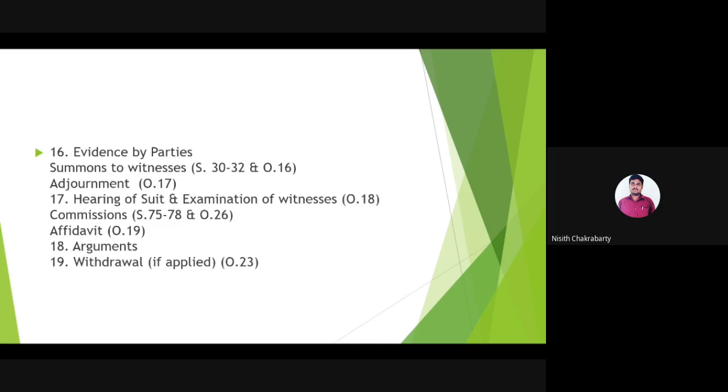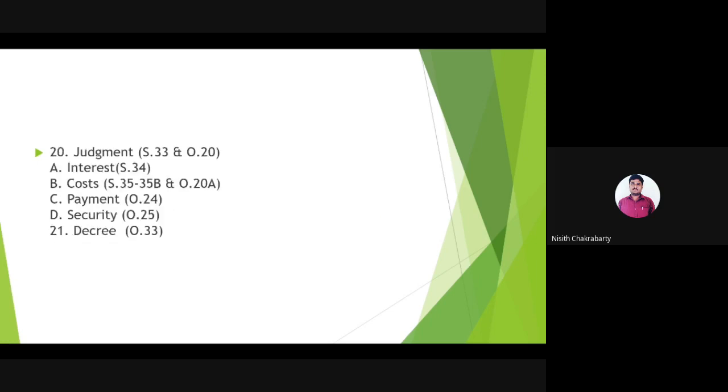Here comes another optional stage. If plaintiff is of the opinion that they want to withdraw a part of the claim or withdraw the entirety of the suit, then order 23 comes into picture, and the plaintiff can do so under order 23. If argument has been done, if no withdrawal, then it will be posted for judgment, and judgment will be delivered.